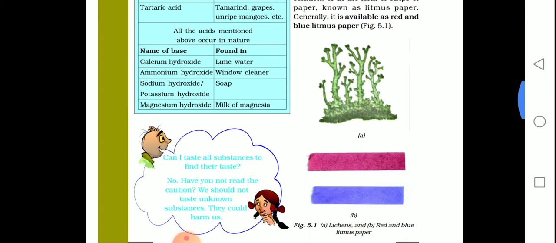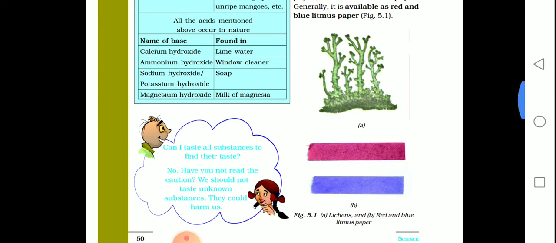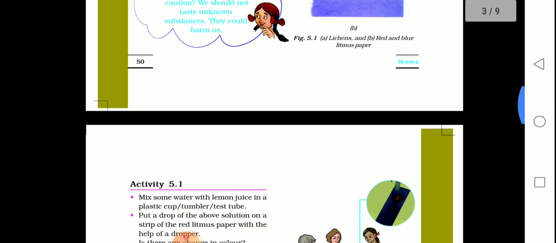So you can see here in figure number 5.1, lichens and red and blue litmus paper. In option A it is lichen. In option B it is showing two papers, that is red and blue litmus paper. So this is how the indicators look, litmus paper.